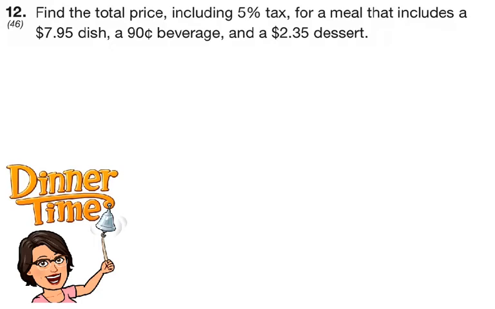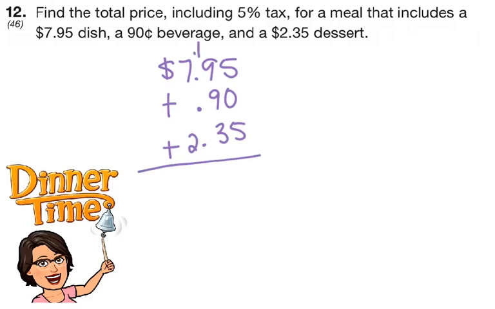All right, this says find the total price including a 5% tax for a meal that includes a $7.95 dish, a 90-cent beverage, and a $2.35 dessert. All right, so take a minute. I want you to solve this problem, pause the video, and when you come back, we'll make sure you set it up correctly. All right, so I should see on your paper that you did $7.95 plus 90 cents plus $2.35. Make sure that you lined up your decimals.